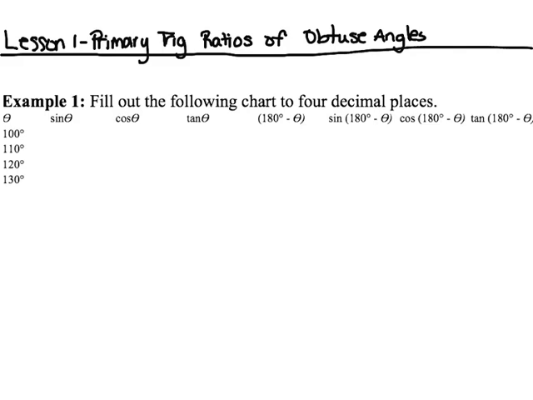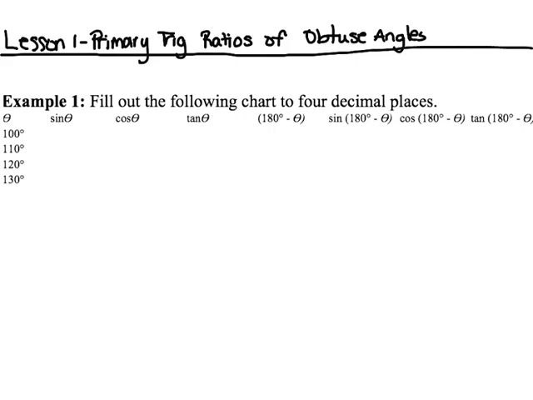Lesson 1, Primary Trigonometric Ratios of Obtuse Angles. So an obtuse angle is any angle that is greater than 90 degrees. And when you have an obtuse triangle, that means that it has an angle in it that is bigger than 90 degrees. Supplementary means two angles that add up to 180.